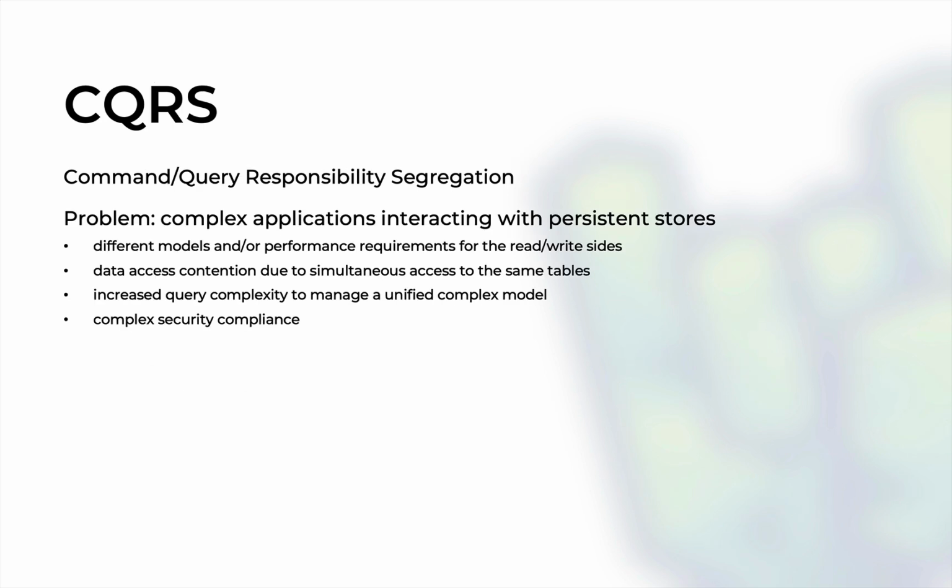First, CQRS comes from Command and Query Responsibility Segregation, which is a design pattern on how to organize your code and data while interacting with a persistent store. Complex applications with high data access concurrency might find themselves in a rut. Sometimes there are different models or performance requirements for reads and writes. For example, if the number of stakeholders is disproportionate on one side, or there might be the risk of data access contention because of such concurrency, or the unifying of the data model will likely make it too complex to manage. And there's also data security compliance, which is hard to enforce on shared data.